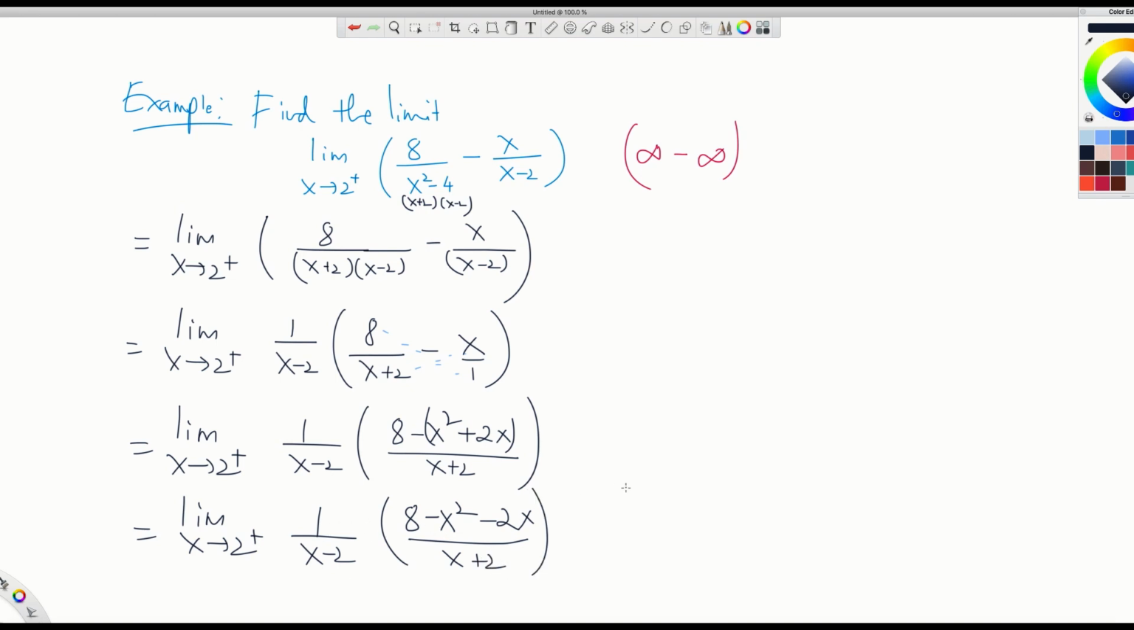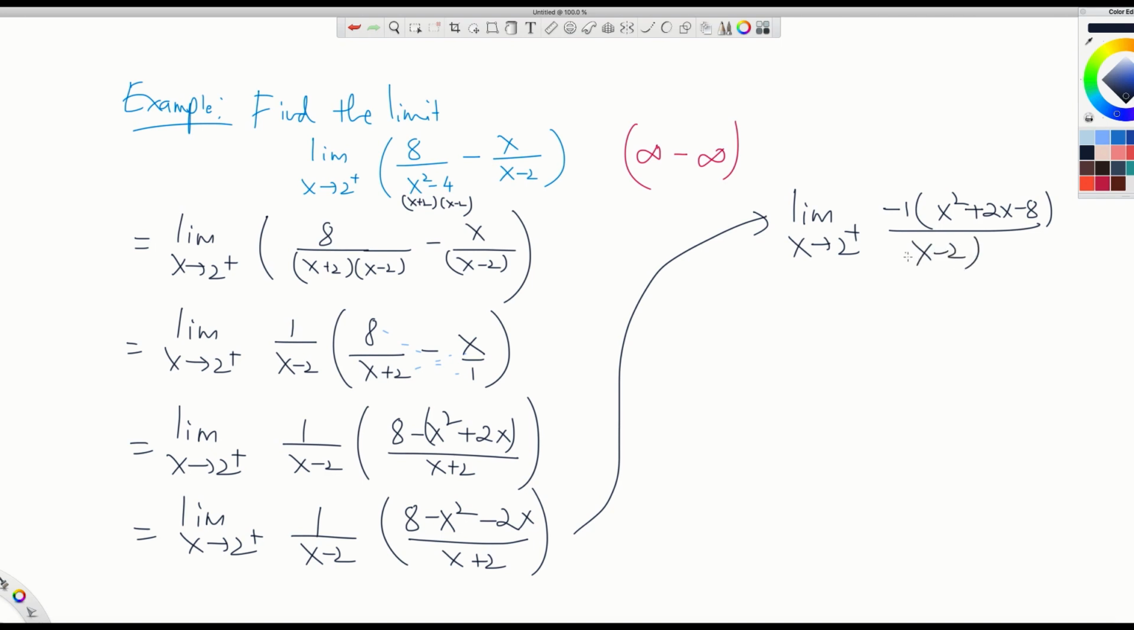Now you can combine those two, okay? Let me combine that. I'm not putting the limit in. I want to just write the simplified form first. So limit x tends to 2 plus, right? Because I want to write the x squared positive, I want to write the negative 1 outside. So negative 1 times x squared plus 2x minus 8 divided by x minus 2 times x plus 2.